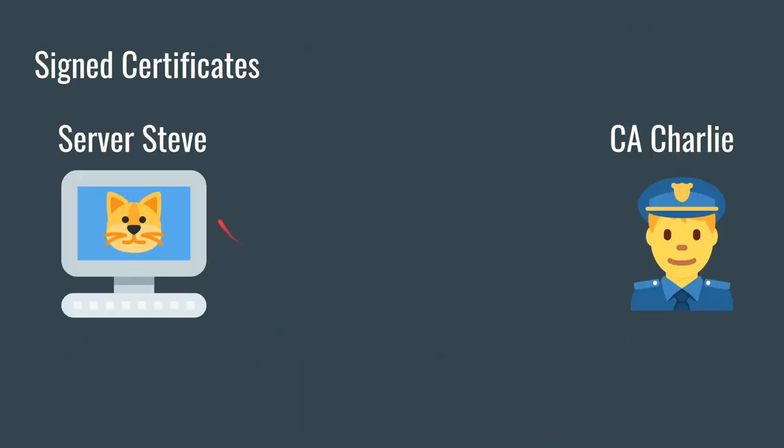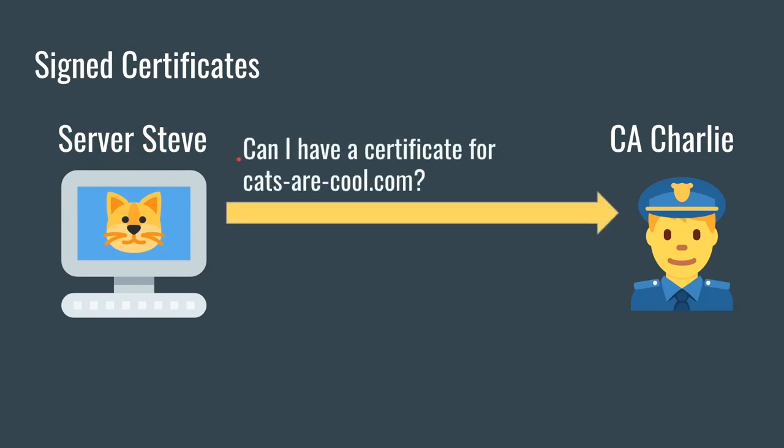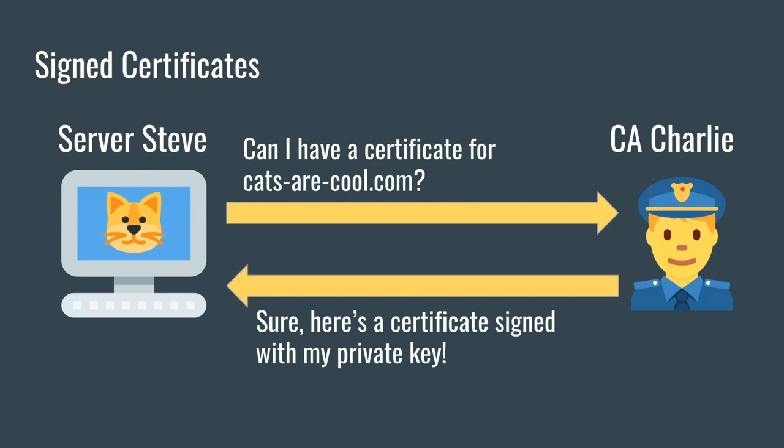So in order to utilize that, we'll have what are called signed certificates. The server or the server's system administrator will ask the CA, can I have a certificate for catsarecool.com? The certificate authority will verify that the requester actually owns that domain. And if they do, they'll say, sure, here's a certificate signed with my private key. At a high level, this is how you get a signed certificate, and we'll dig into that more.